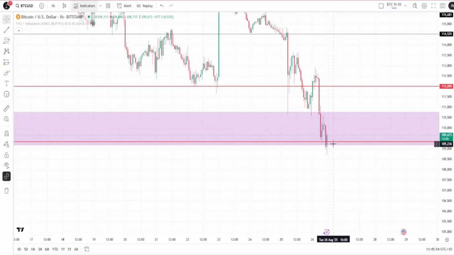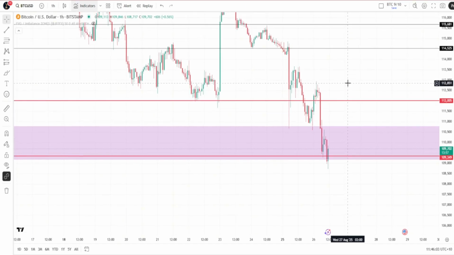But assuming that this $109,000 level holds here for Bitcoin, this is where we will start to scale in for a lot of our trades. So let's jump into that now and have a look at the trades that we're going to start to scale into.